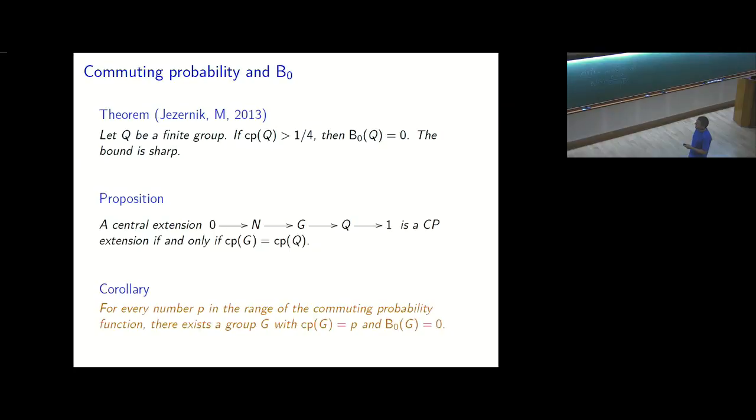And okay, so this is just a corollary. Well, this is basically just because you take the cover group, the CP cover group, and the CP cover group has the same commuting probability as the original group, but the B naught of a CP cover is 0. So somehow this is a counterpart to this result, right? Whenever you take any probability which appears as a commuting probability of a given group, there's going to be at least one group which has Bogomolov multiplier equal to 0.